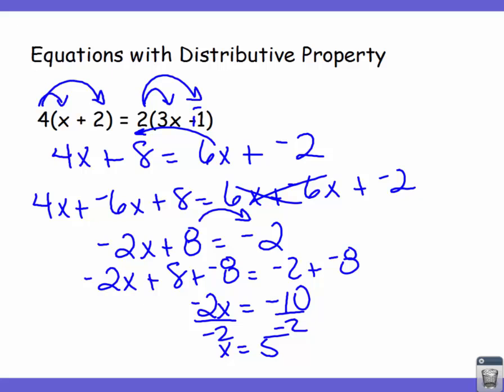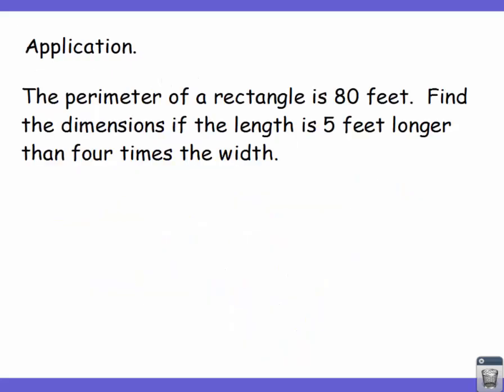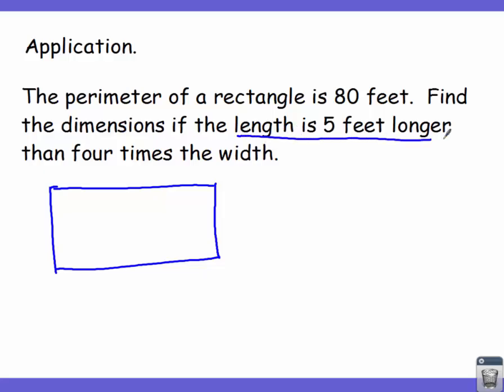Then we got one more question real quick, an application question. This one says the perimeter of a rectangle is 80 feet. Find the dimensions if the length is 5 feet longer than 4 times the width. Okay, so I know I've got a rectangle, and I know perimeter, or the distance around it, is 80 feet. Now, what do I know? I know the dimensions of this. The length is 5 feet longer than 4 times the width.